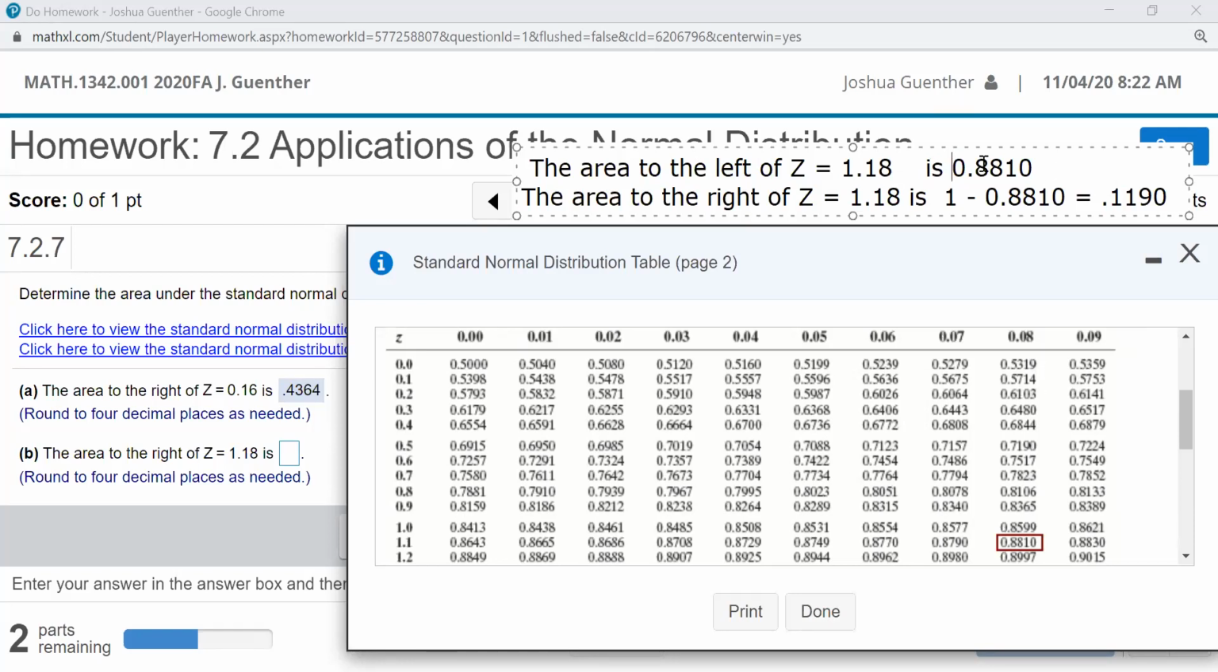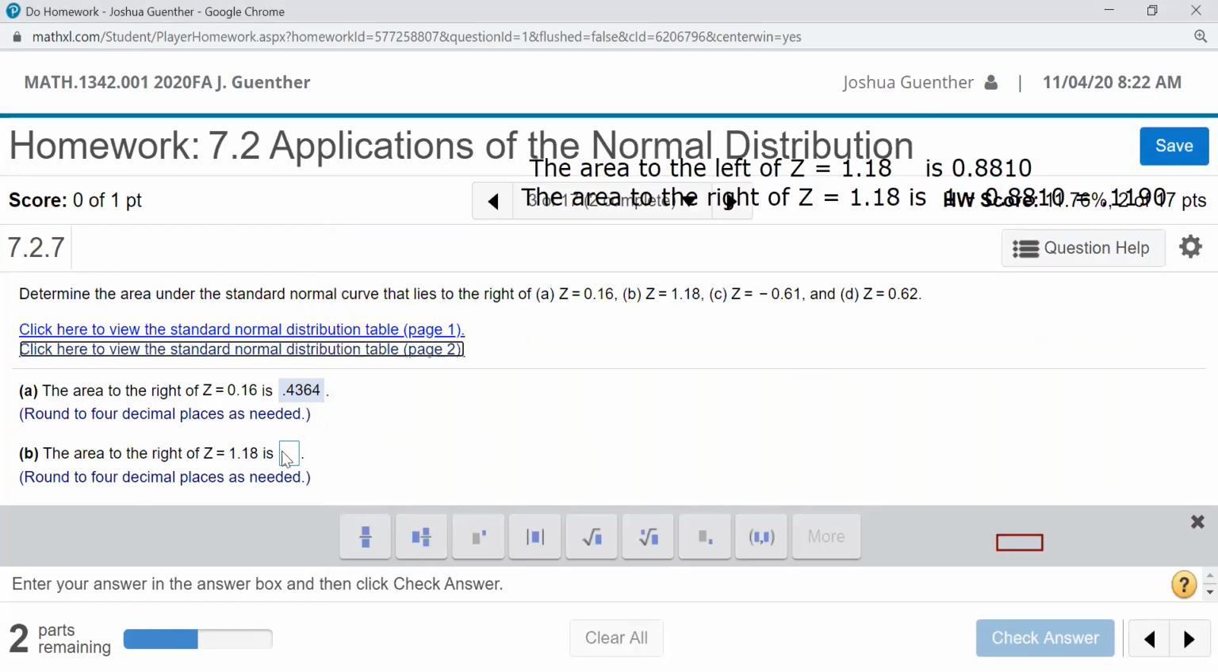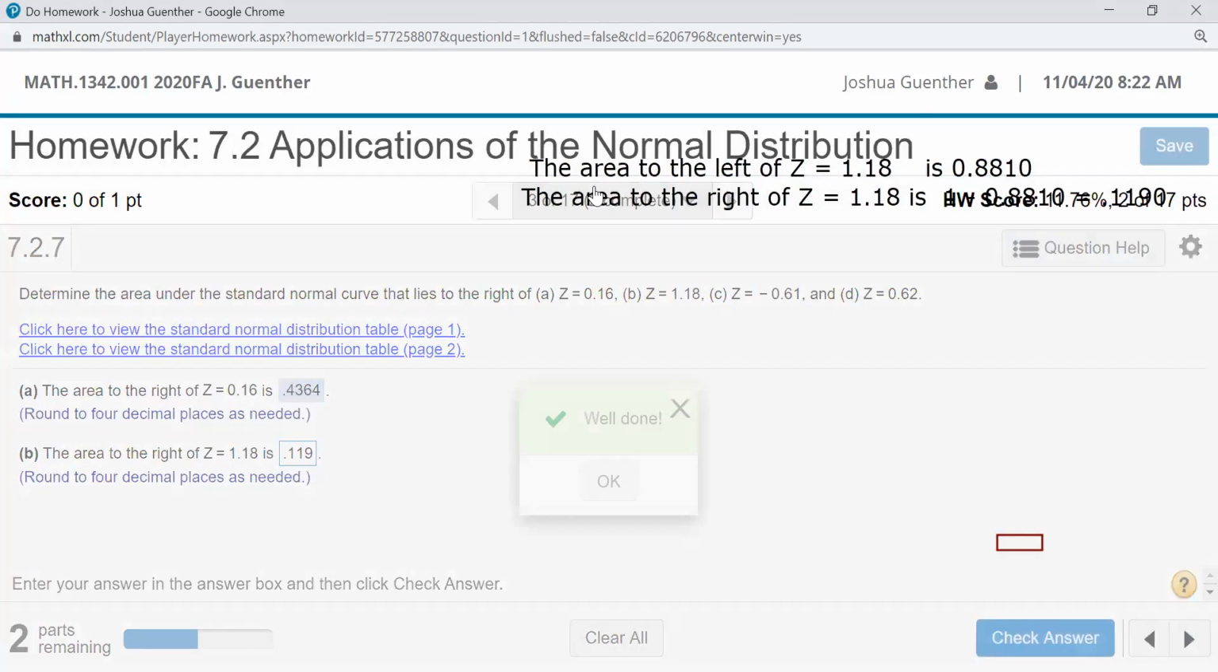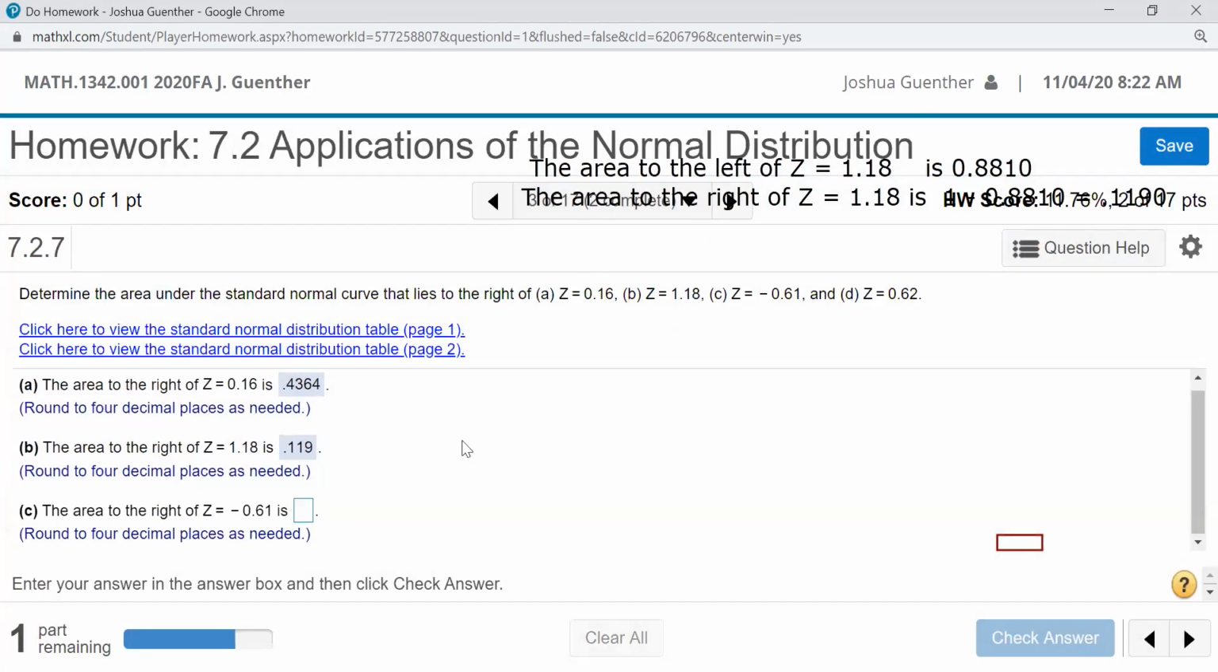So the probability to the left of a z-score of 1.18 is 0.8810. The probability to the right of it, you have to do 1 minus. You have to use that complement rule. And that's going to give you 0.119. Assuming I didn't make a mistake, I didn't.